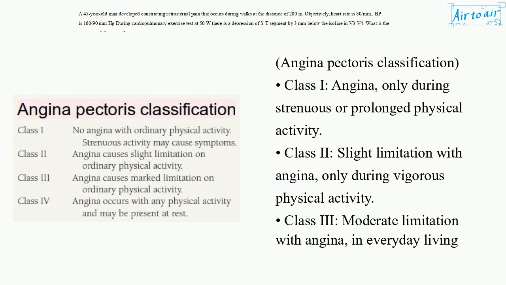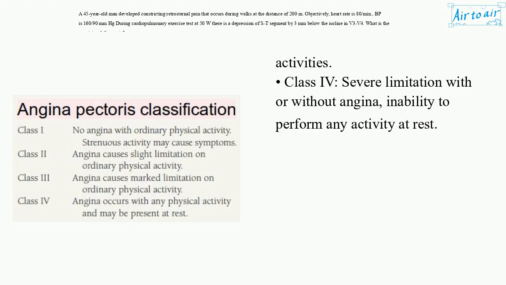Angina pectoris classification. Class I. Angina, only during strenuous or prolonged physical activity. Class II. Slight limitation with angina, only during vigorous physical activity. Class III. Moderate limitation with angina, in everyday living activities. Class IV. Severe limitation. With or without angina, inability to perform any activity at rest.